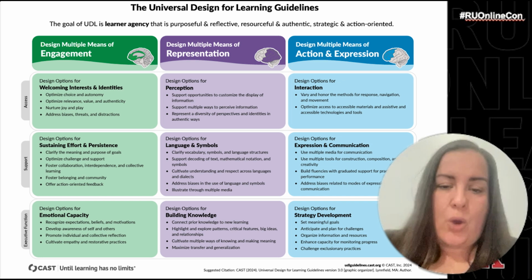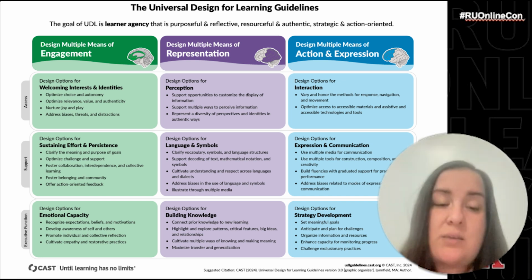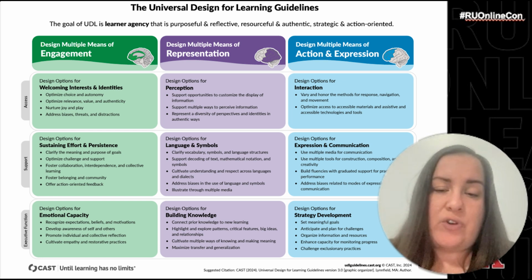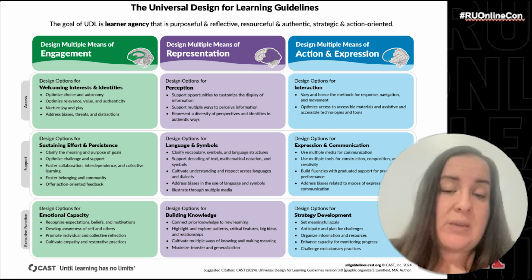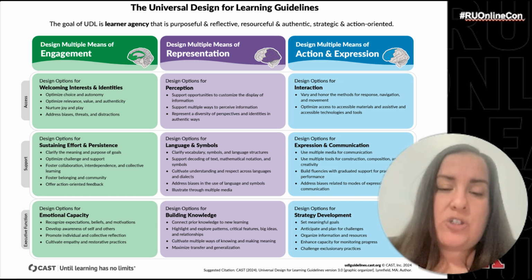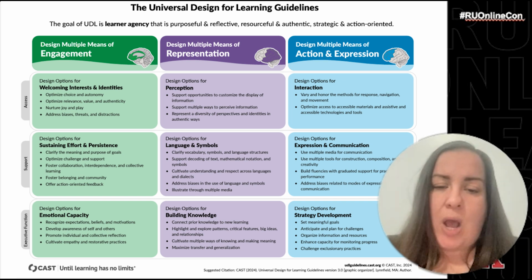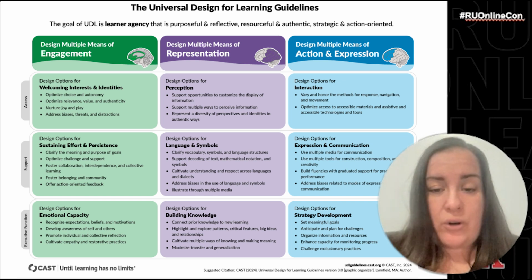Within representation, we want to design options for perception. This can include supporting opportunities to customize the display of information and representing a diversity of perspectives and identity in authentic ways. We want to design options for language and symbols. This could include clarifying vocabulary and symbols, addressing biases in the use of language and symbols, and illustrating through multiple media. For the executive function of our learners, we want to design options for building knowledge. This can include connecting prior knowledge to new learning, highlighting and exploring patterns, critical thinking, and relationships, as well as maximizing transfer of knowledge.